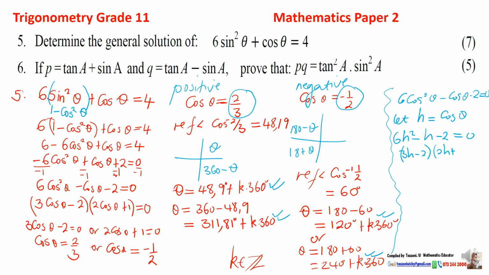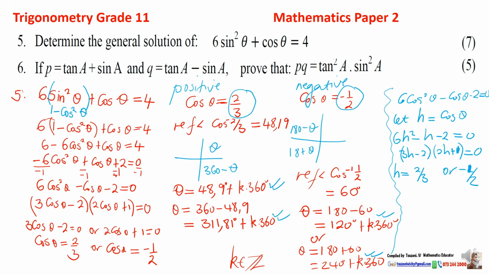It's not a requirement to do this, but if you want your work to look a bit simpler, we can also do this. Then from here, we solve this quadratic equation. It's very easy now to see that it's a quadratic equation. The first bracket gives us 2 over 3, and the next bracket gives us minus 1 over 2.